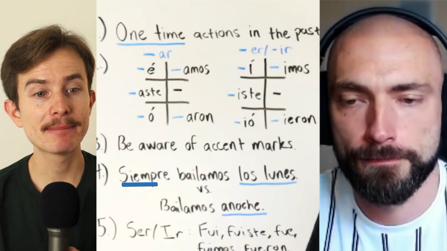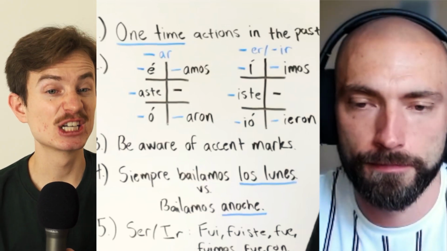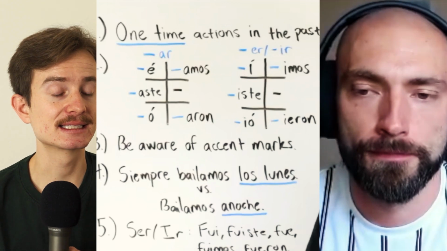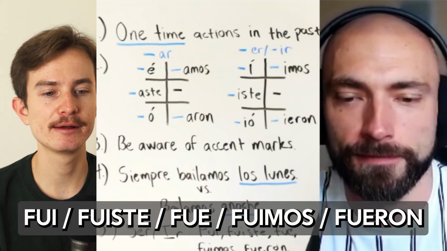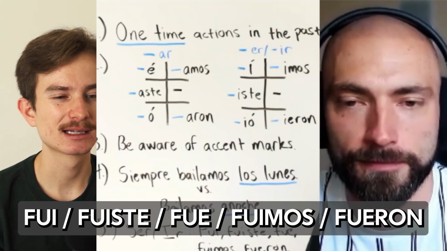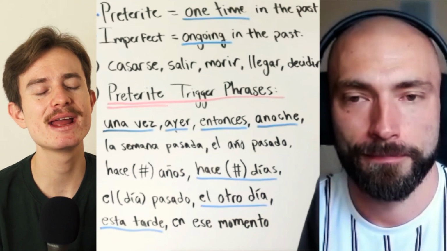Then we have siempre bailamos los lunes versus bailamos anoche. So the thing is, in the nosotros form, in the preterite, it's the same as it is in the present. So in the preterite, it's fui, fuiste, fue, fuimos, fueron, which can get kind of confusing.